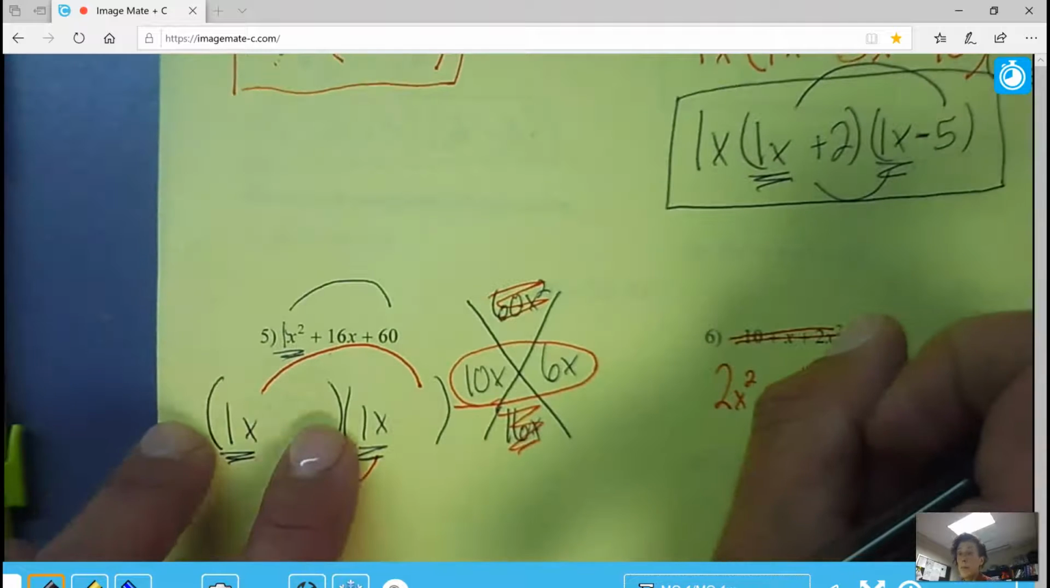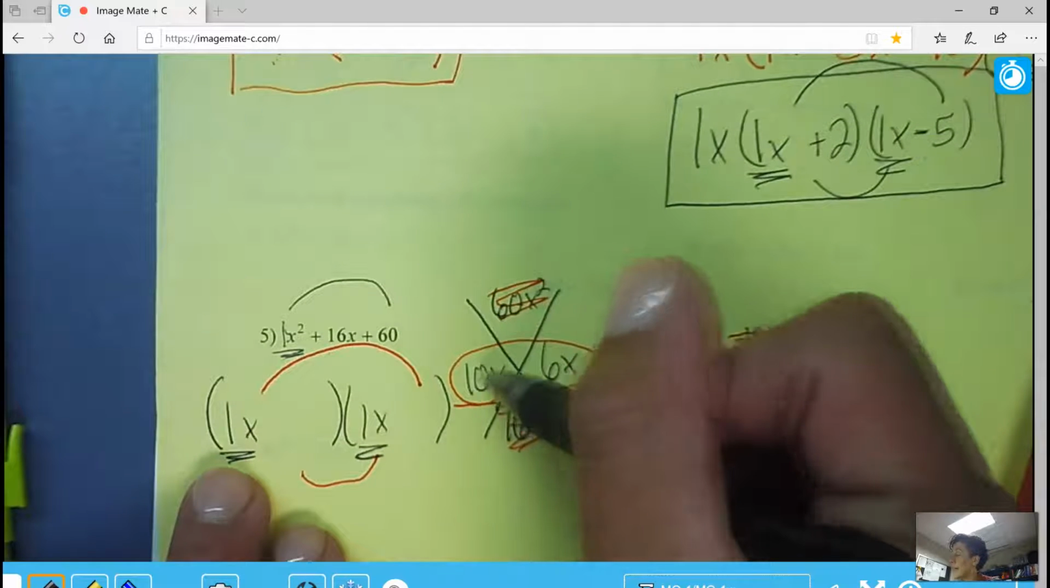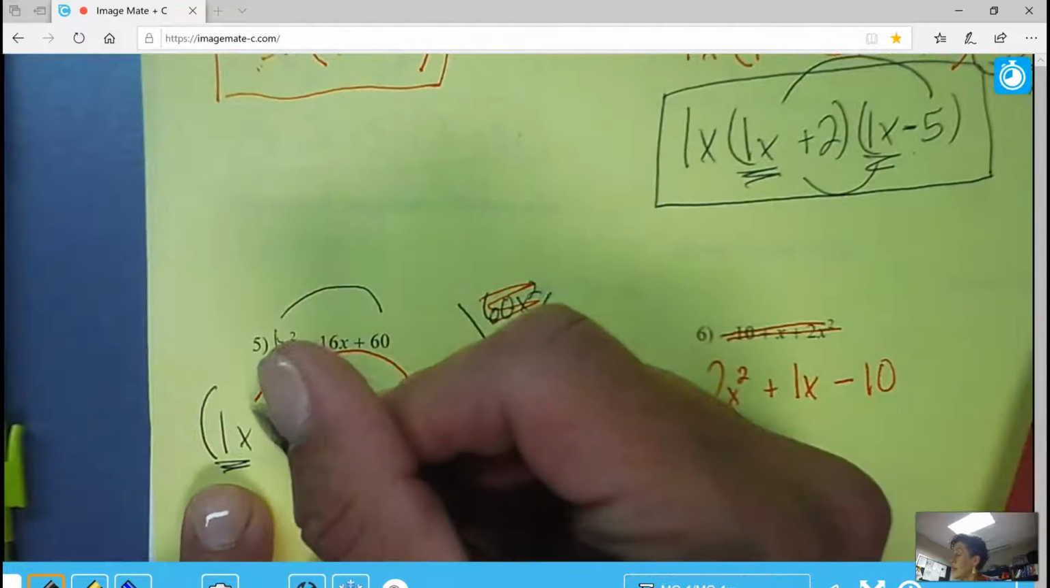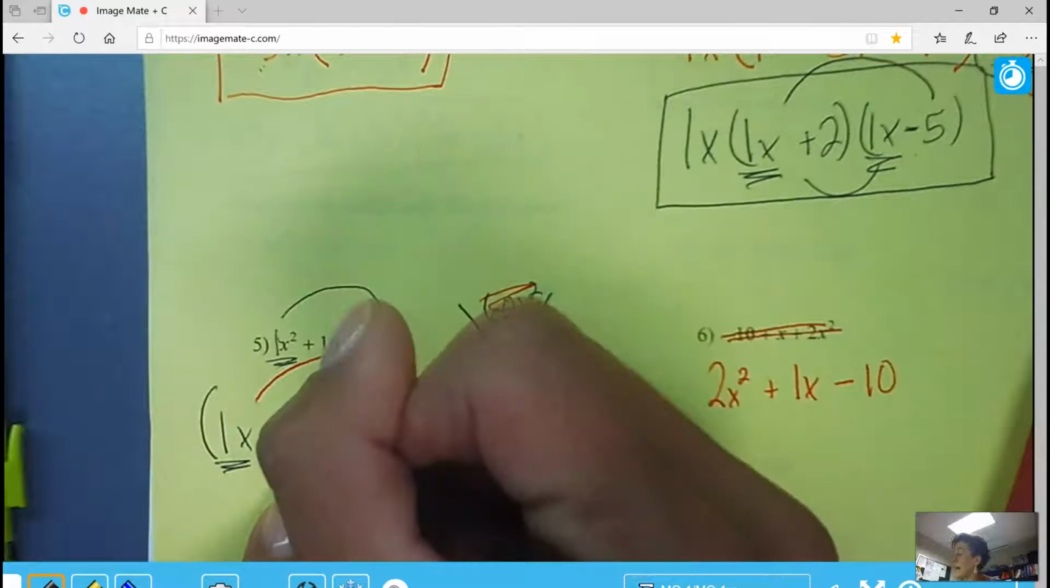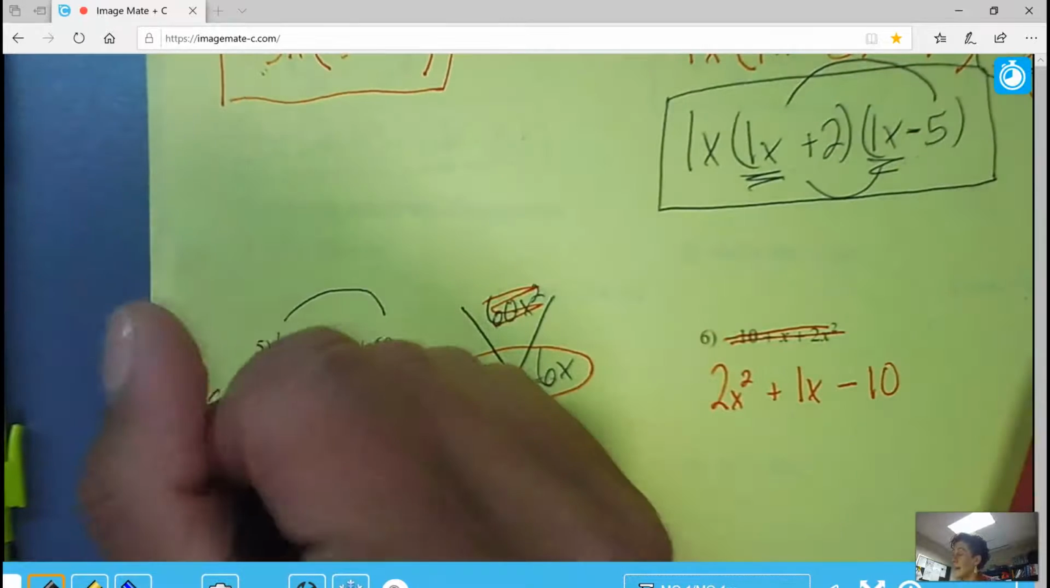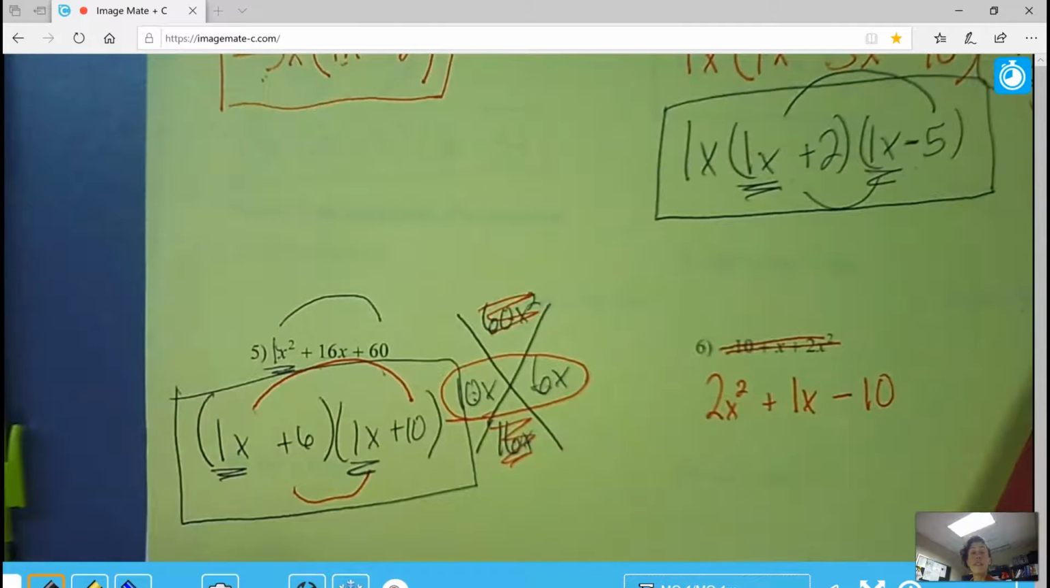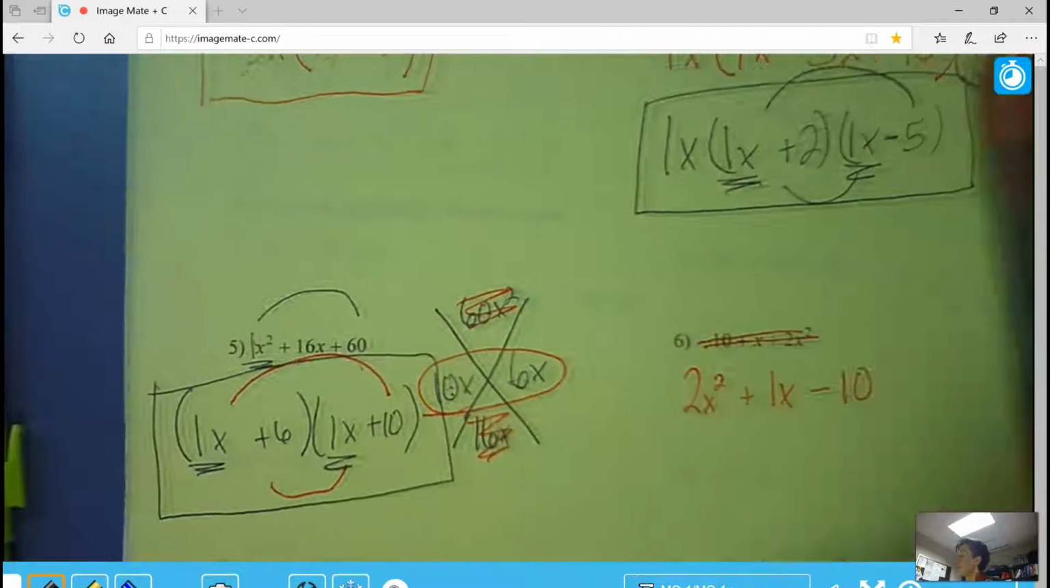And again, those are both 1, just like the other ones were, so 1 can get 10, and this one can get the 6. So 1 times a positive 10 makes 10, and 1 times a positive 6 makes the 6x. And then that's it. There was never a GCF, so we're done there. All right, moving to 6.